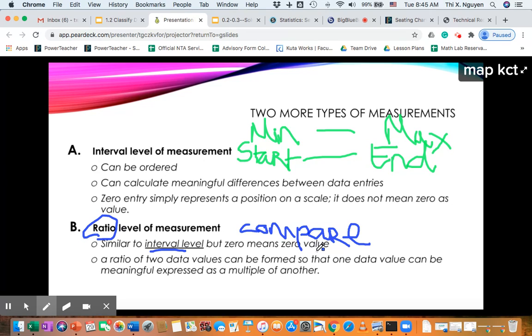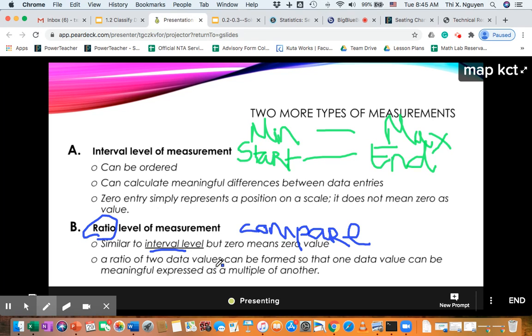It goes from 0 to 100 something, right? If your heart stopped beating, that means you're dead. So the 0 really means 0. But sometimes we do some sort of exercise, and then we can compare our heartbeat. At rest, we have about 68 beats per minute versus 120 when we exercise. Those are the things that we can compare. A ratio of two data values can be formed so that one data value can be meaningfully expressed as a multiple of another. So we can talk about student-teacher ratio.